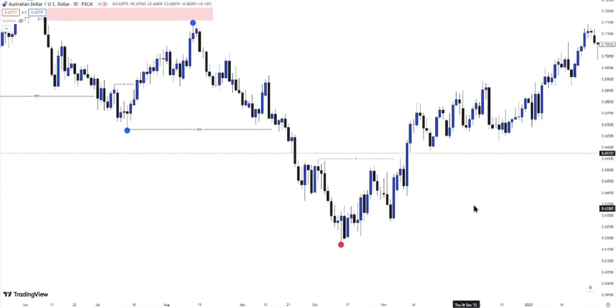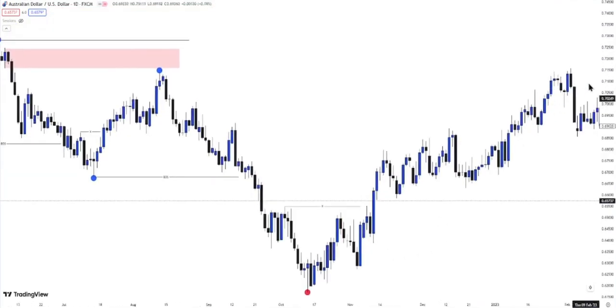All right, and then price started rotating back up. This is a counter trend trade. If you want to trade this one as a beginner, like I said, I don't advise you to do it. All right, wait for a counter trend trade until you gain experience.